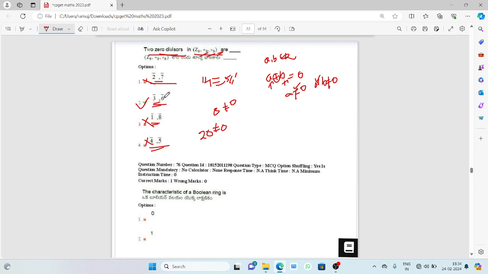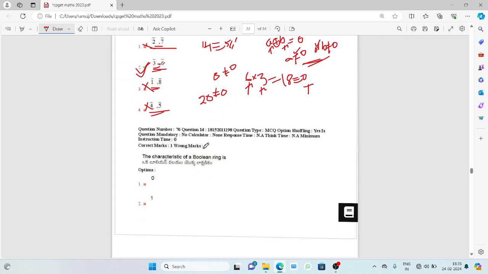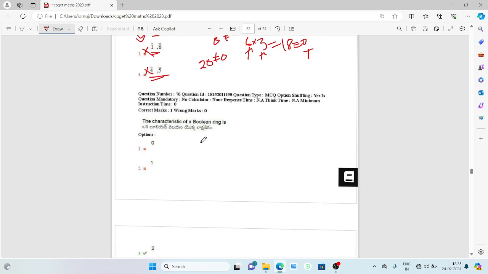I can check that one also. If you multiply 6 into 3, that will give you 18. We know that by using modulo 9, this will go to 0. So two non-zero elements give you a 0. By using this general condition, we can say that 6 and 3 are the zero divisors of the given ring Z9. So the second one is the correct option for that question.